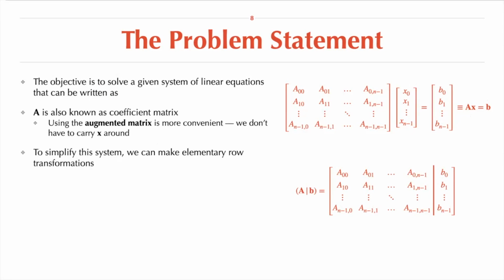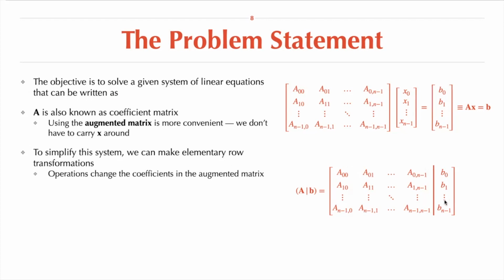Now to simplify this system, we can make elementary row transformations. So this is a part of something called direct methods for solving linear systems, and there are also indirect methods, which involve iterations. That I will not talk about today, but in a later talk. Today I'll mostly talk about direct methods, and I will say more about these methods in the forthcoming slides. So these operations, which I call the elementary row operations, will only change the coefficients in the augmented matrix, but it will not change the solution.